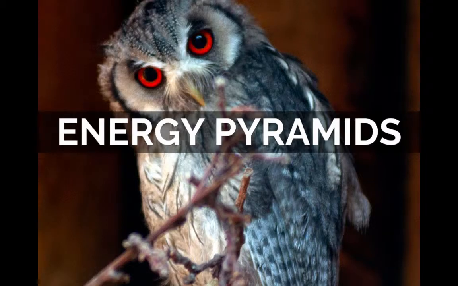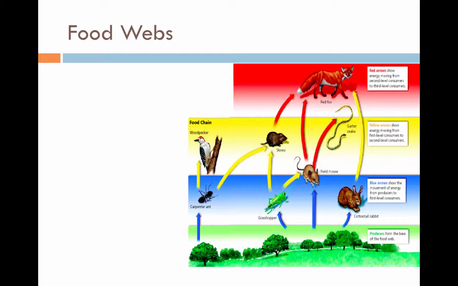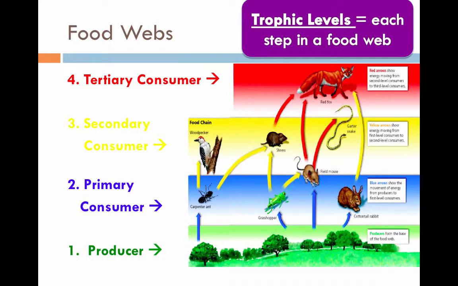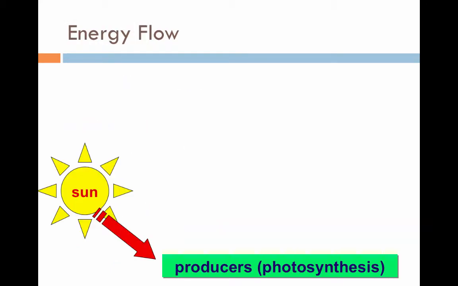Now that you understand food webs, we can discuss how energy travels through the food web. Every level in a food web or chain is called a trophic level. So we have producers, primary consumers, secondary consumers, tertiary consumers, all called trophic levels, the steps in a food web. Remember, the most important trophic level is the producers because everything depends on them. All the energy originally starts with the producers because they get their energy directly from the sun, and through the process of photosynthesis, they convert that sun's energy into glucose or sugar.